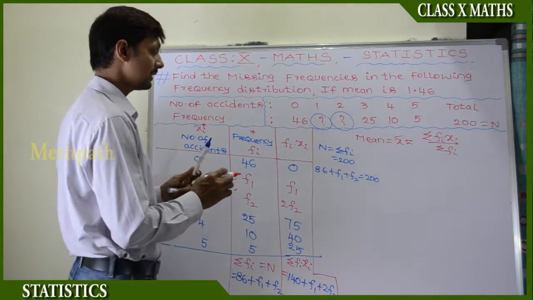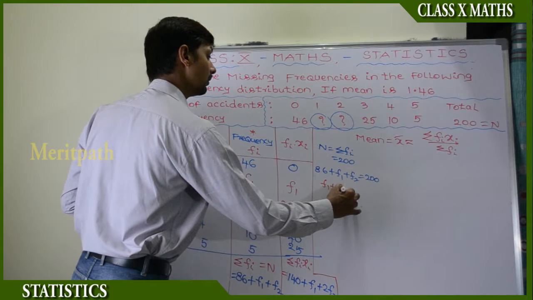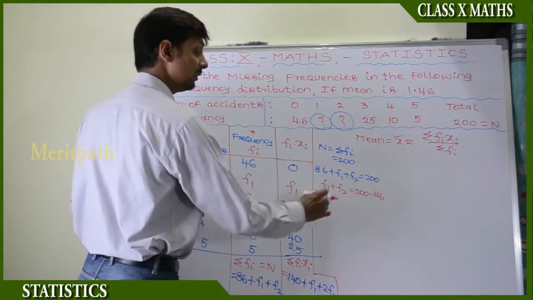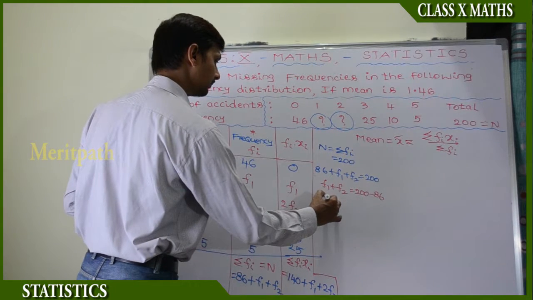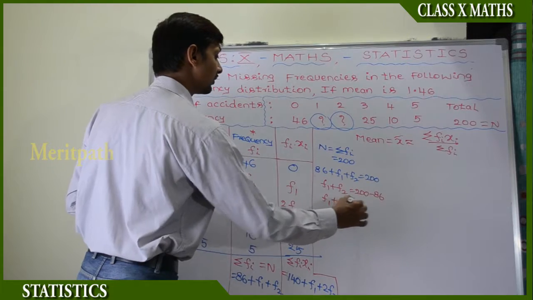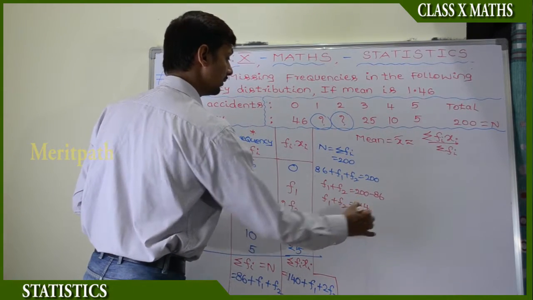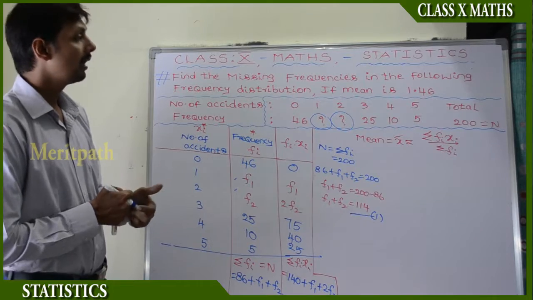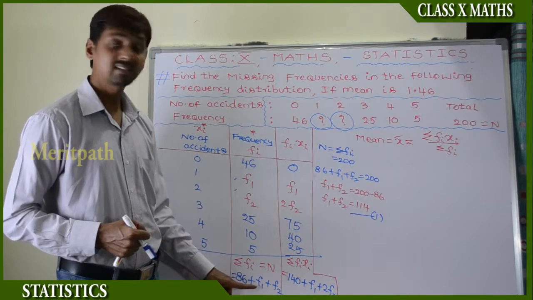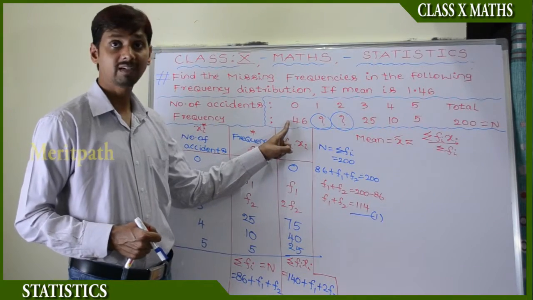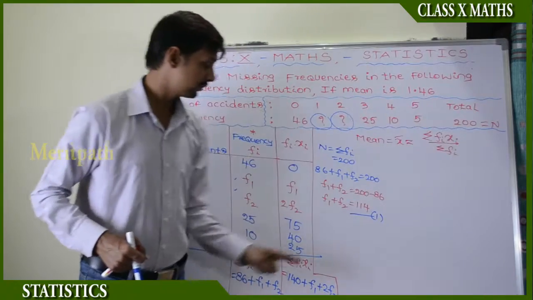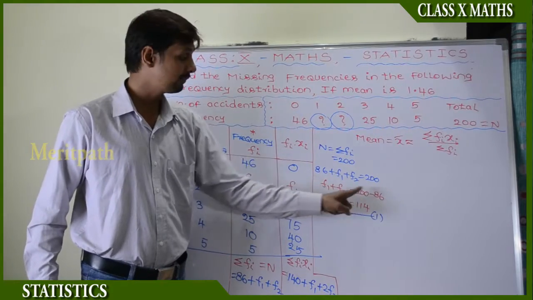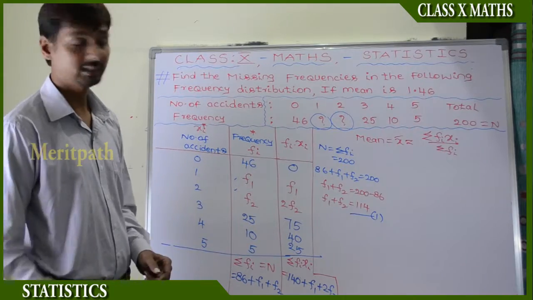So let's simplify this part. f1 plus f2 is equal to 200 minus 86. After we have transposed this 86 to the right hand side, it became minus 86. So f1 plus f2 is equal to, after subtraction, 114. Let's take this as equation 1. Let's recall again: the sum of the frequency is 86 plus f1 plus f2, but all the frequencies are given as 200. So 86 plus f1 plus f2 is equal to 200, and after subtraction we get 114.